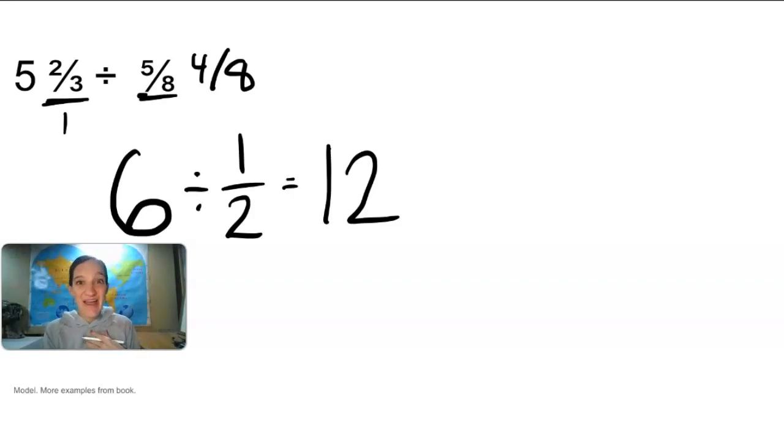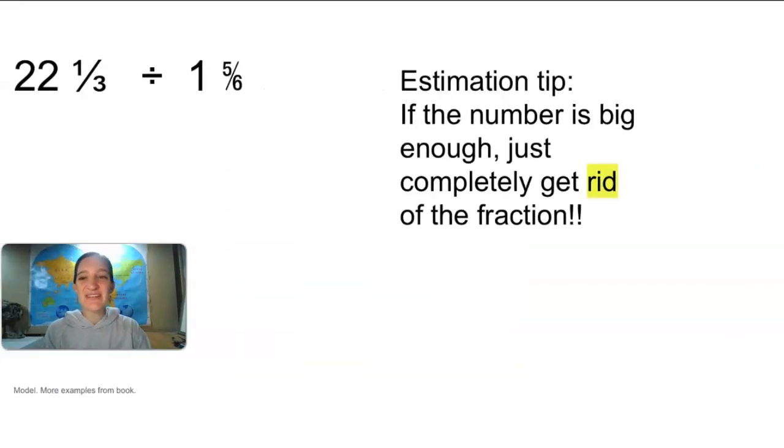So that is why I am only okay with dividing by half, because it's the same thing as timesing by 2, isn't it? We're cutting things in half. We're making them so there's twice as many. So make math easy. All right, what about 22 1/3 and 1 5/6?